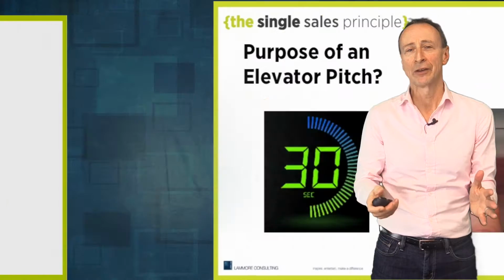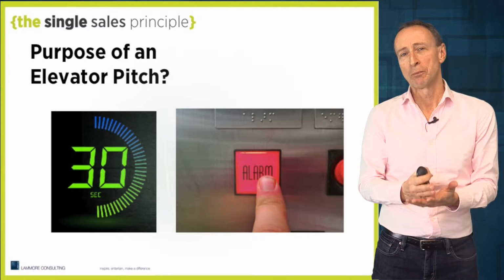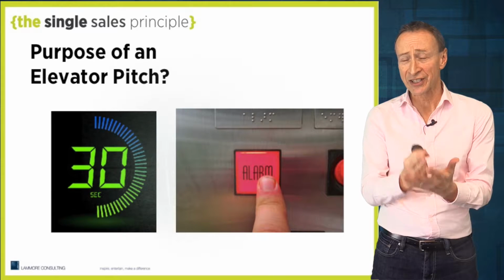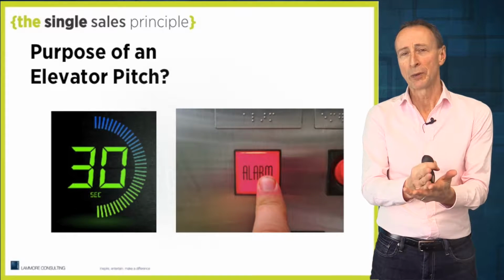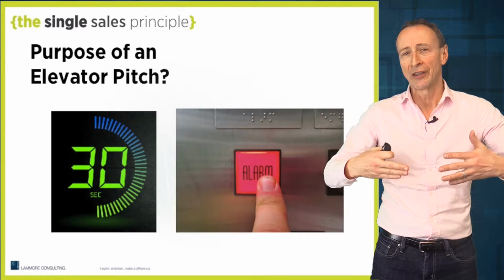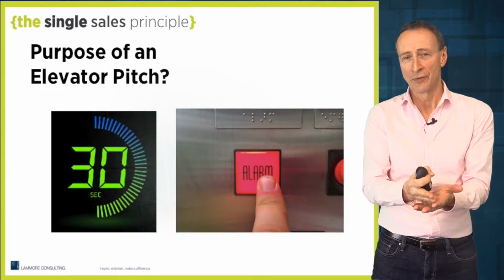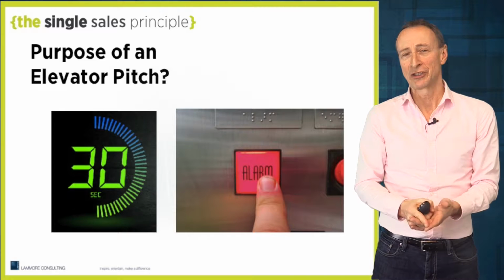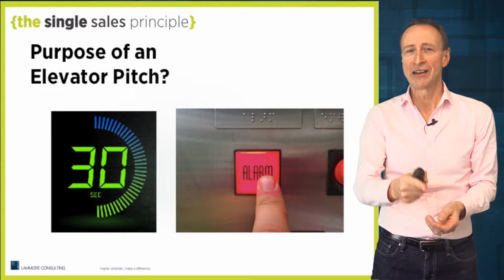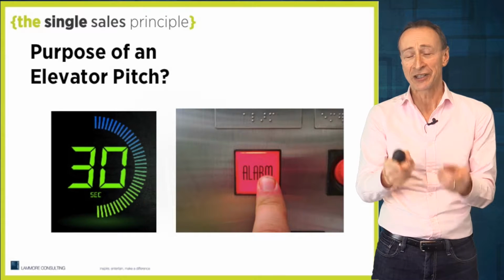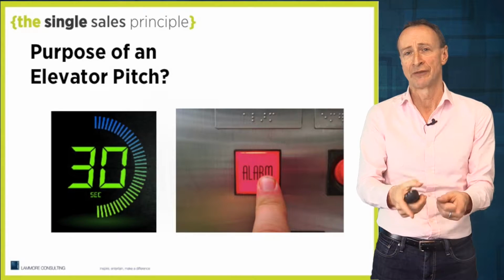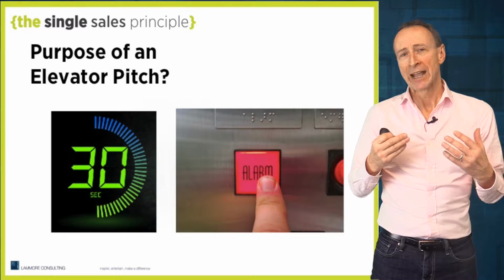So why have it? Well, really it's to try and get your message across as succinctly as possible, within 30 seconds, to the point where when you walk into the elevator on level 1, the buyer that you're pitching to is literally hitting the alarm button saying, stop, I want to hear more about this. That's the purpose of what you're trying to deliver. Now, how do we do that?